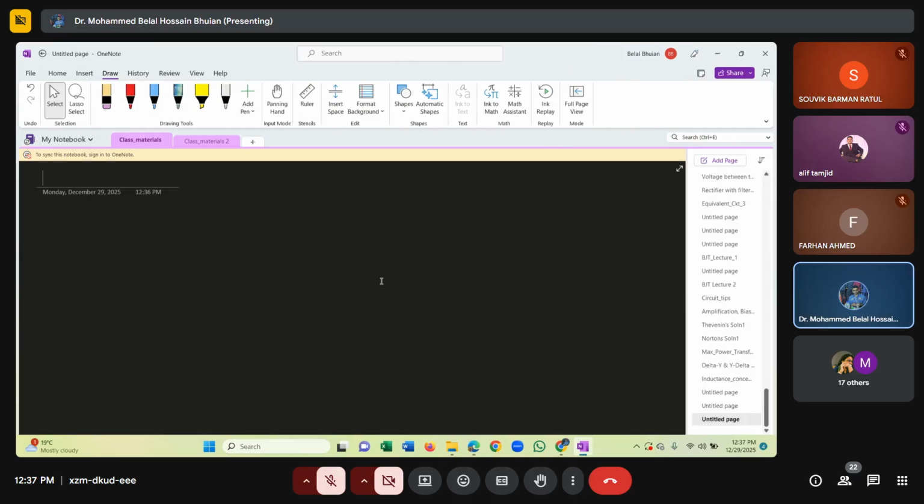The last class, we were discussing the switching operation of BJT and MOSFET. We found out that we can implement logic operation using BJT and MOSFET.